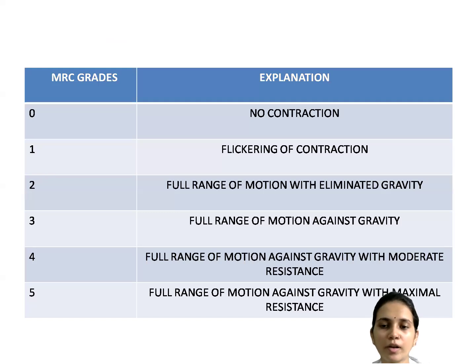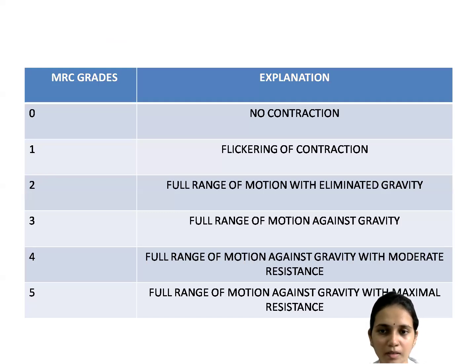Grade 5, full range of motion against gravity with maximum resistance. This grade 5 of maximum resistance is linked with the maximum resistance of the therapist. The therapist is supposed to apply his or her own maximum resistance for grade 5 to evaluate the muscle. So these are the 5 basic grades of MMT under which we will be discussing and demonstrating individual muscles of upper limb as well as lower limb.